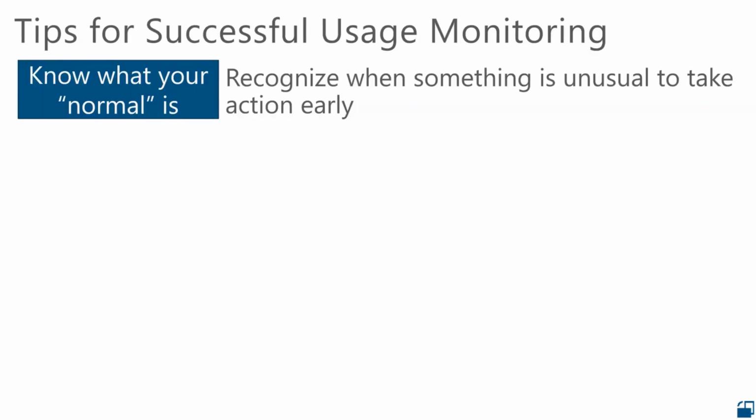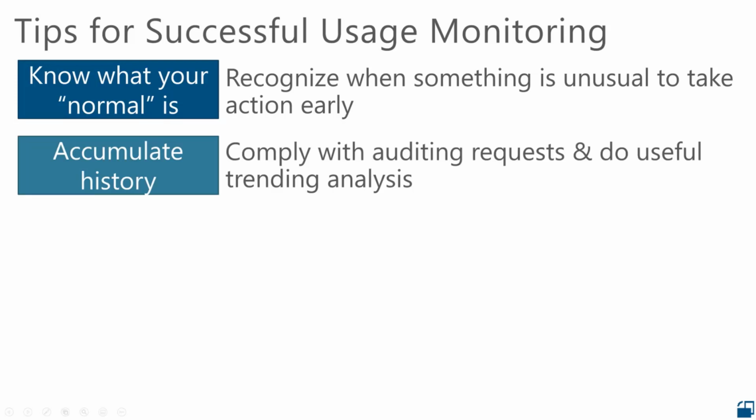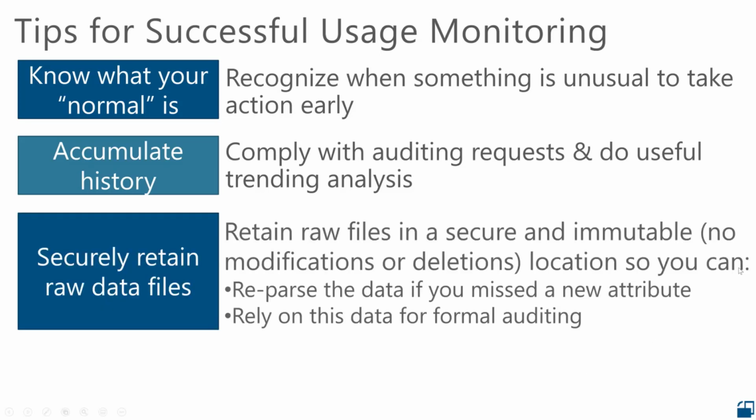So if you're going to take on usage monitoring, a few things. One is, what is your normal? So you started seeing something that you think is atypical, right? Making sure that you have the data to know what normal really is. You need to accumulate history. If we can accumulate up to 2 years of activity log data, that's ideal, because then we can see trending over time and we can see adoption and changes in behavior over time.